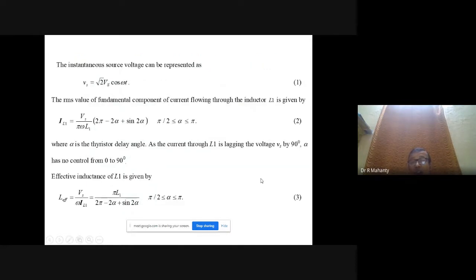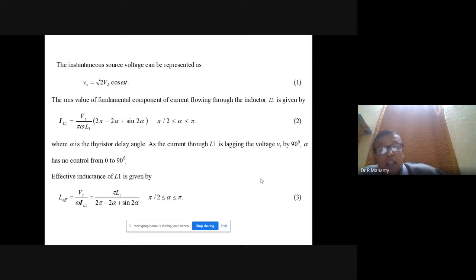Using a formula it can be written like this: if the instantaneous voltage Vs is equal to root 2 Vs cos omega t, the RMS value of the fundamental component of current flowing through the inductor L1 is given by IL1 equal to Vs by pi omega L1 within bracket 2 pi minus 2 alpha plus sine 2 alpha, where alpha is from 90 degree up to 180 degree. Now as the current through L1 is lagging the voltage Vs by 90 degree, alpha has no control from 0 up to 90 degree.